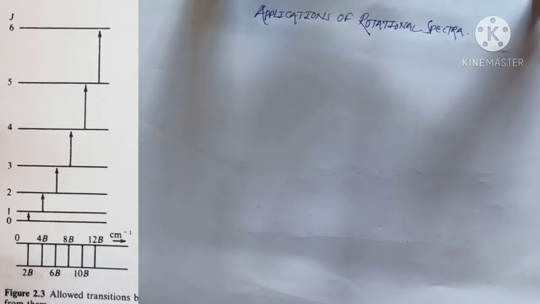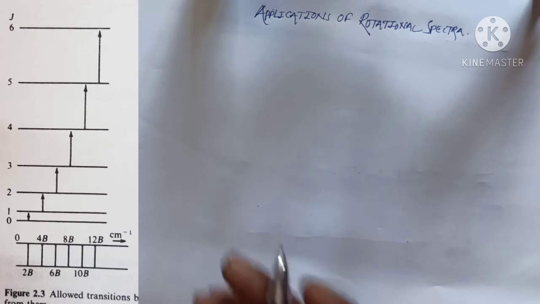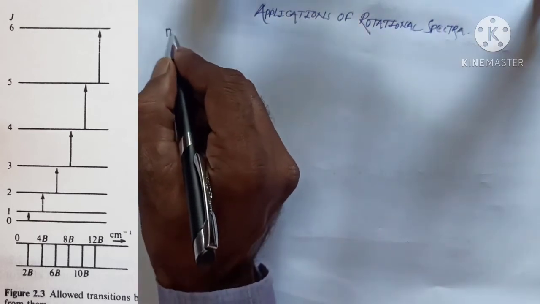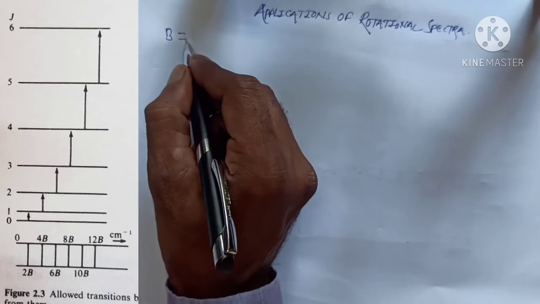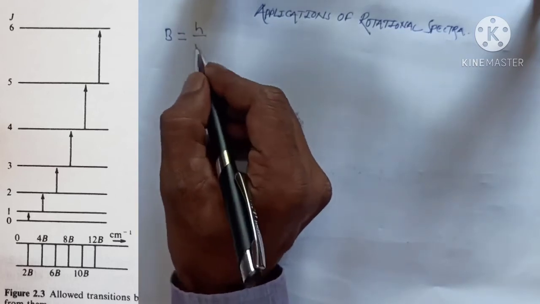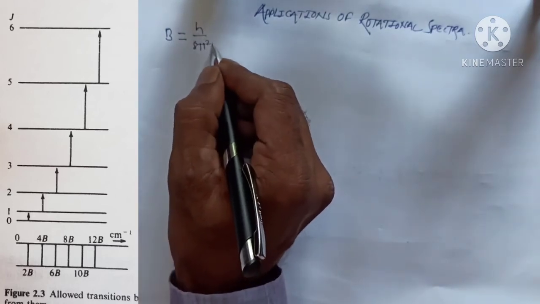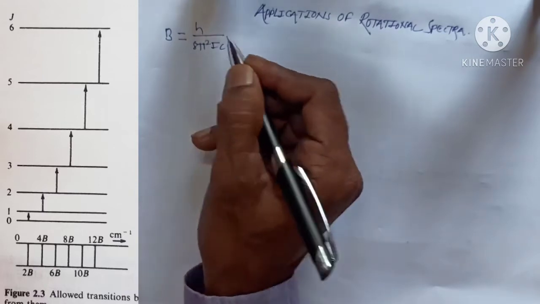Today we are going to discuss the applications of rotational spectra. By determining the frequency of separation, that is delta nu bar, it is possible to calculate the moment of inertia I of the molecule using the equation B equal to h upon 8 pi square IC.